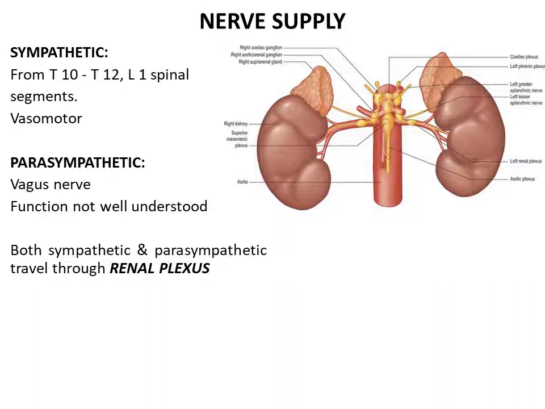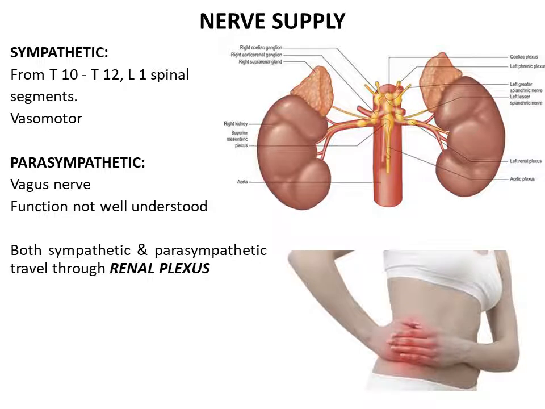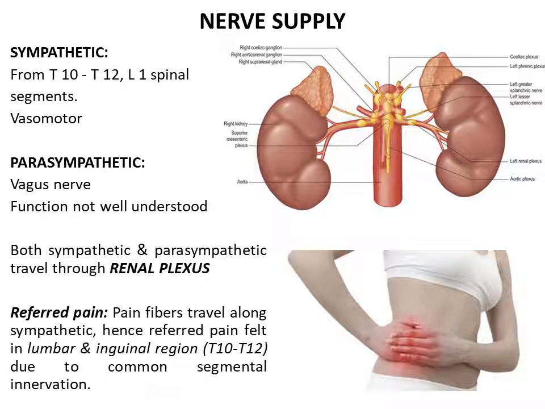The renal pain is due to the stretching of the renal capsule or spasm of the smooth muscle in the renal pelvis. The pain fibers usually travel along the sympathetic nerves, especially along the subcostal nerve, that is T12, and the ilioinguinal nerve, that is L1. Hence, referred pain from the kidney is felt in the lumbar and inguinal region, especially the infraumbilical part of the anterior abdominal wall, extending along the L1 nerve up to the groin, typically called the loin to groin pain.